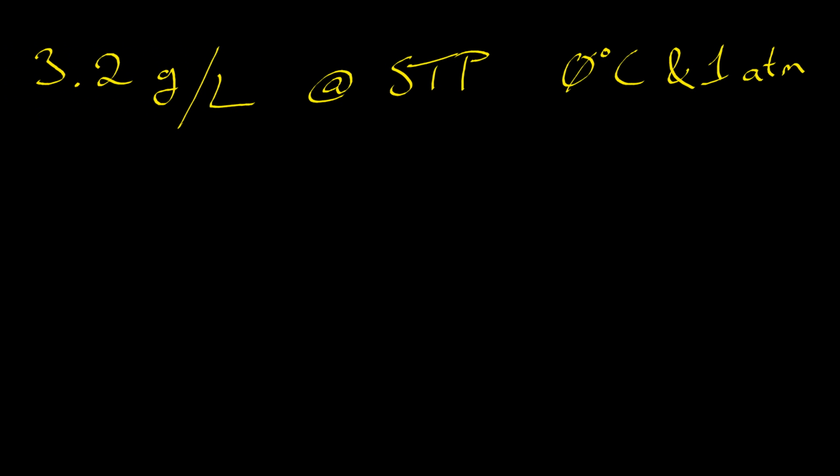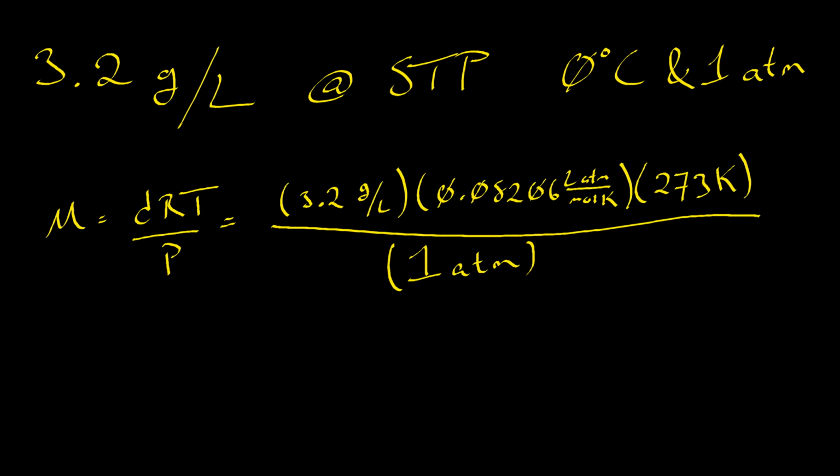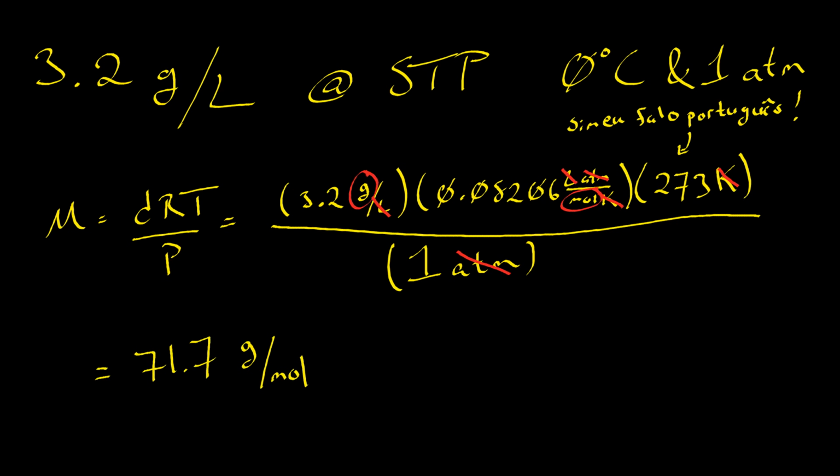Okay, so let's go ahead and plug this into the dirt pile. M equals dRT over P. Plug in the numbers. That gets us 3.2 grams per liter times 0.0208206 liter atmospheres per mole Kelvin times 273 Kelvin conversion divided by 1 atmosphere. Okay, and do the units work out? Yeah, liters cancel, atmospheres cancel, kelvins cancel, leaving us with grams per mole, which is exactly what we need. And once you plug those in, you get 71.7 grams per mole.